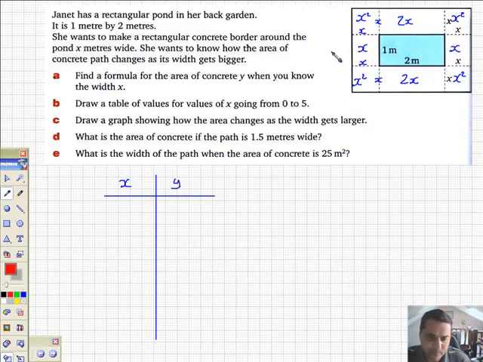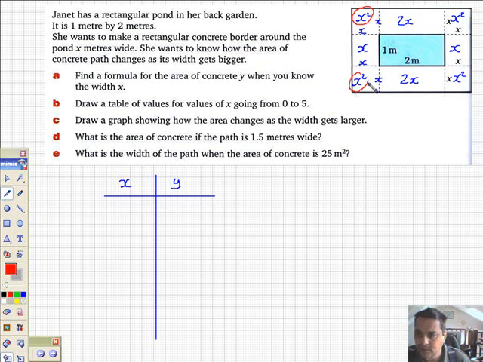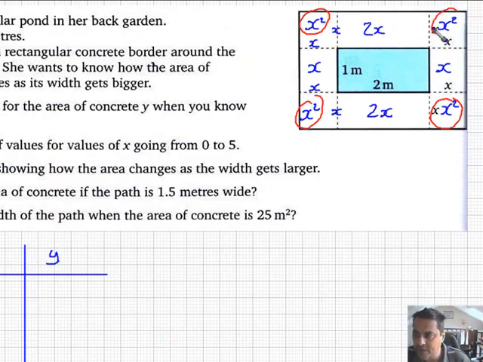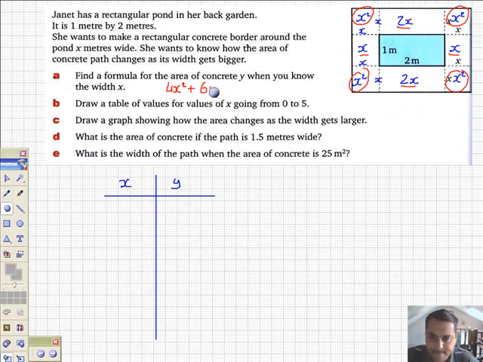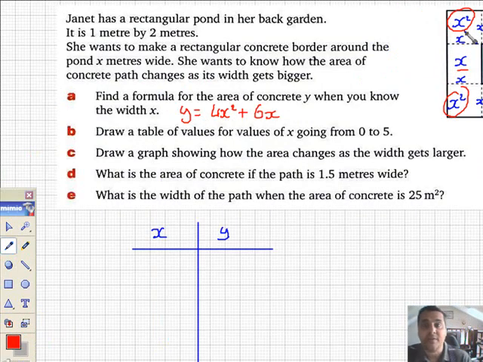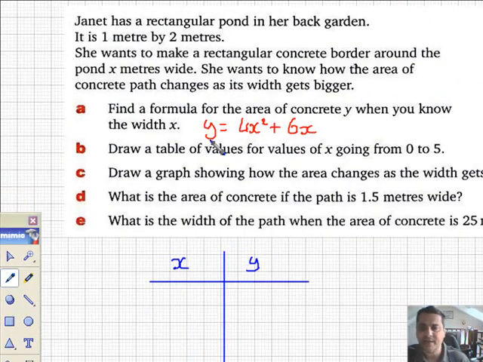So essentially I've got 4X squareds, and I've got 1, 2, 3, 4, 5, 6 X's. And that gives me the formula for Y equals the area of the concrete path. So altogether then, Y equals 4X squared plus 6X meters squared worth of area.